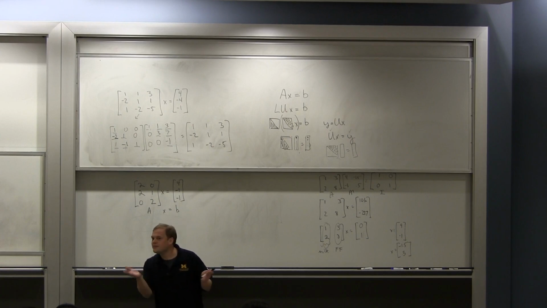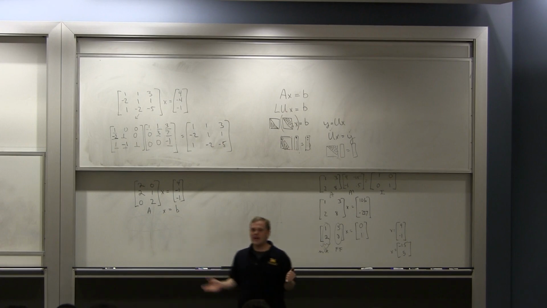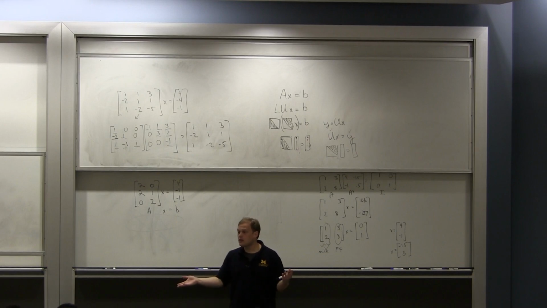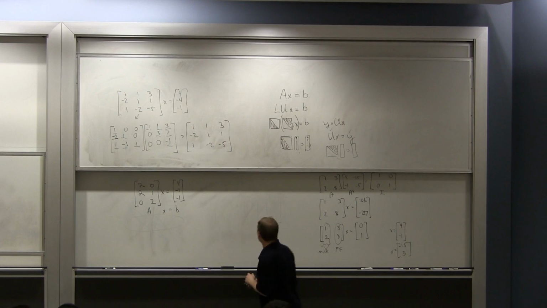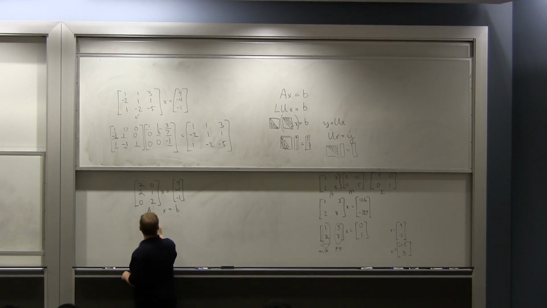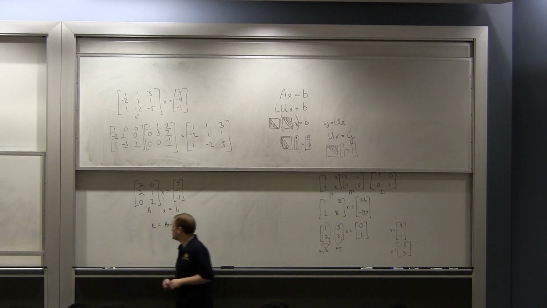Ax minus b, or b minus ax, right? What you'd want to say is, I know that what I want to have happen is that ax is going to be equal to b. So let's compare how close ax is to b. So let's define an error term that is e is ax minus b.